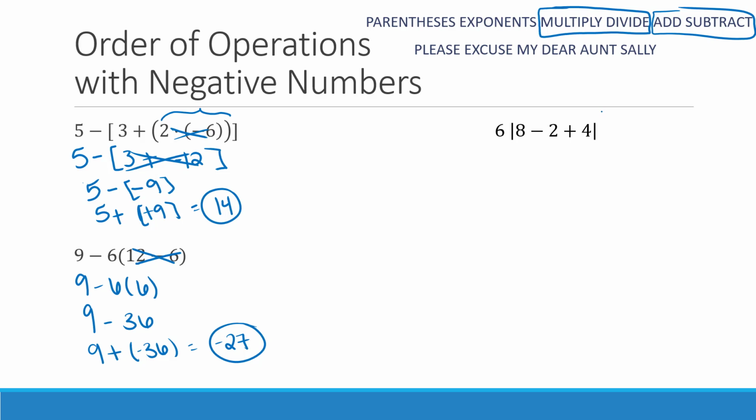Bars always mean positive. So let's start inside these bars here, and we're going to do 8 minus 2. So this is going to be 6 plus 4, still inside the bars. 6 plus 4 is going to give me 10 inside my absolute value bars. Now, does that change the value of 10? It never changes it to a negative. It's going to stay positive. So really, this means 6 times 10, which is going to give me 60.